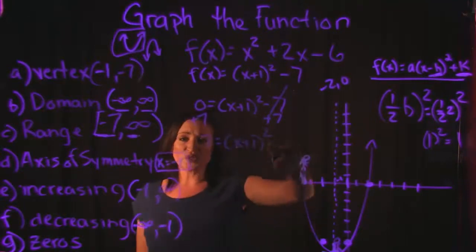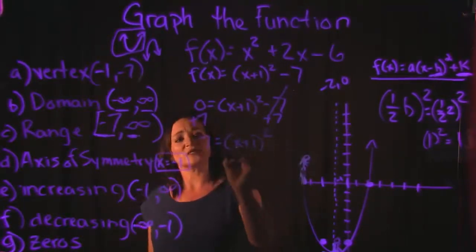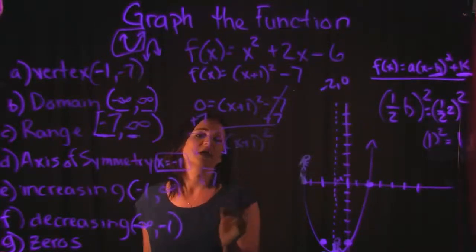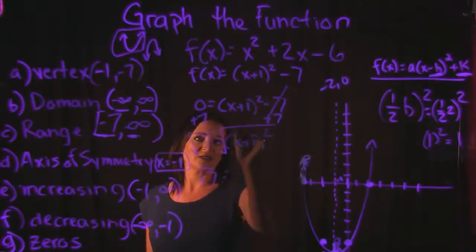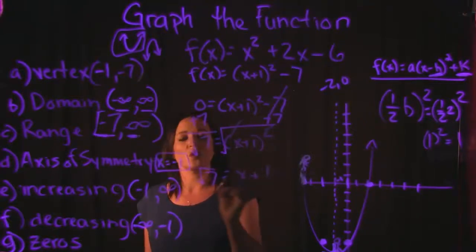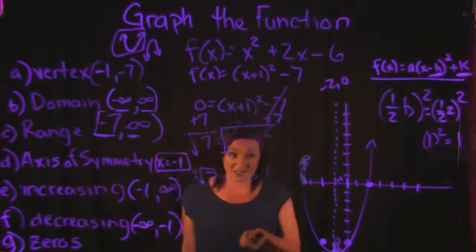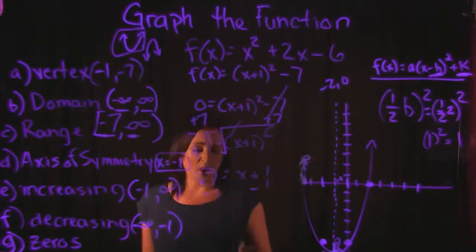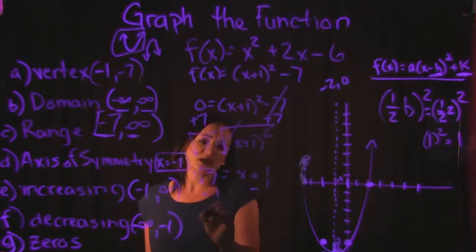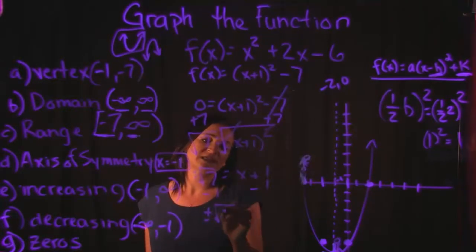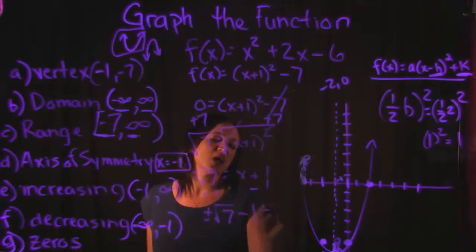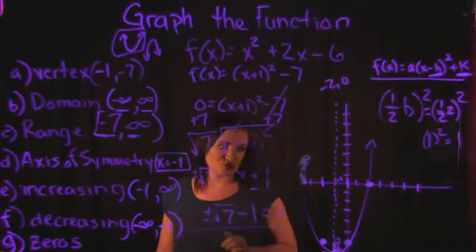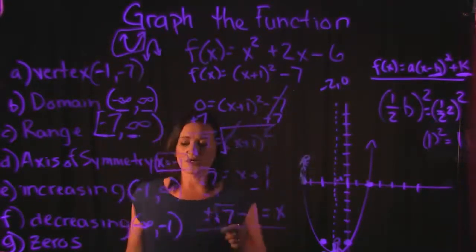We need to undo this square here. So remember, the opposite of a square is a square root. So I need to do that to both sides, giving me the square root of 7 is equal to x plus 1, and that is plus or minus the square root of 7. And the only thing left to do to solve for x is subtract 1 on both sides. So it looks like we have plus or minus the square root of 7 minus 1 is equal to x. So that is going to be our zeros here.